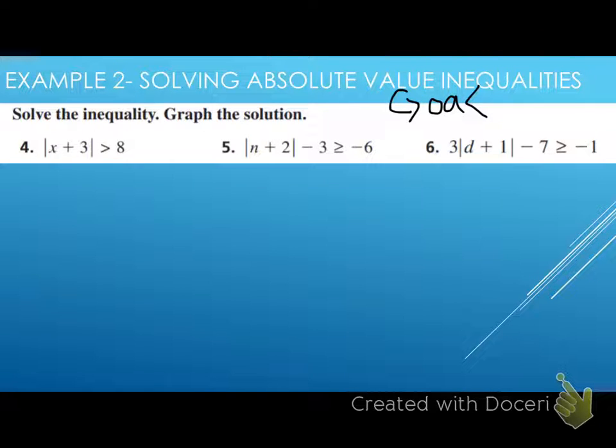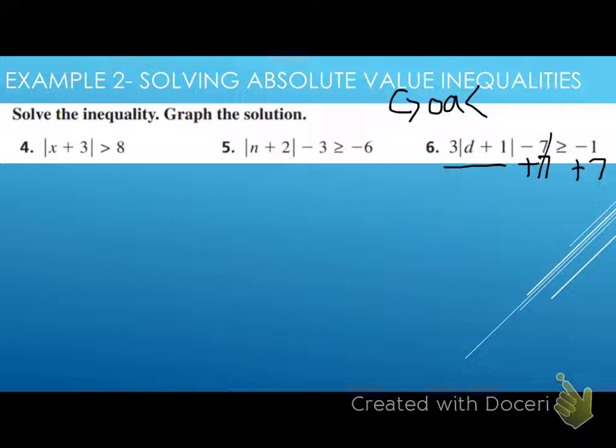Raise your hand if you can give me my first step here. Not divide by 3 yet. Not subtract 7. Add 7, right? Before I can get the absolute value by itself, I need to get the term containing the absolute value by itself first. So I've got to get rid of that minus 7. So I'm going to add 7 to both sides.